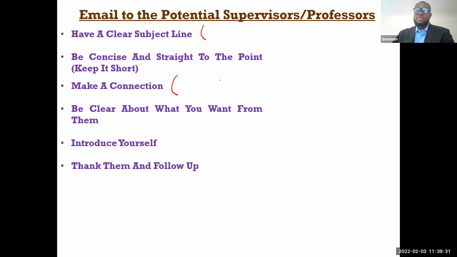Making a connection is important. If you were referred to them by somebody, if you know somebody in their research lab, if you met them at a conference, if you heard them present at a seminar, a webinar, or whatever it is, if you read their journal paper, maybe you can use that to make a connection, all right? And then you have to be clear about what you want from them. Quickly ask, direct to the point, I would like to know if you are picking new master students for the upcoming year, or you are picking new PhD students for the upcoming academic year. Straight to the point.